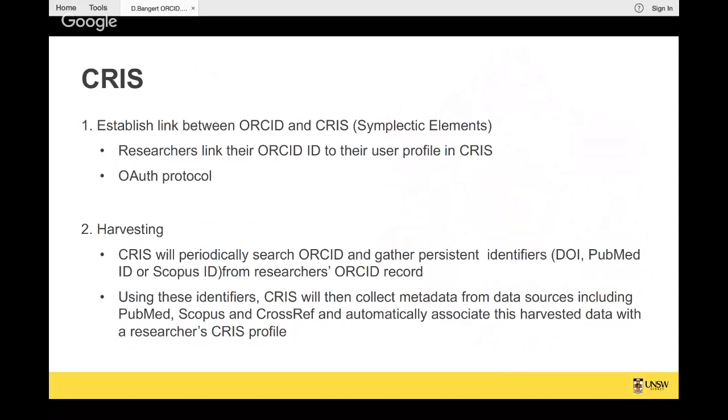Once the link to ORCID is established, using ORCID API, CRIS will periodically search ORCID and gather persistent identifiers from researchers' ORCID record that are public or read limited. Using these identifiers, Elements of CRIS will then collect metadata from data sources, including PubMed, Scopus, Crossref, and automatically associate these harvested records with the researcher CRIS profile.